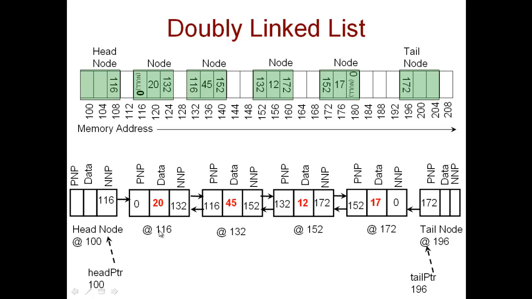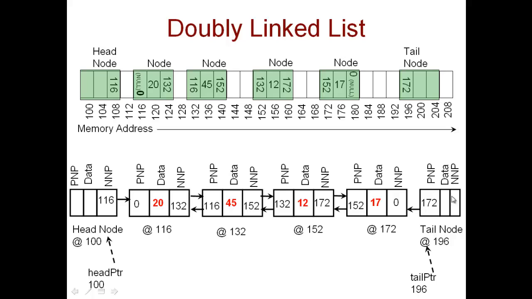Now to traverse in the reverse direction, we'll have, similar to the head node, a node called the tail node. The tail node's purpose is to store the address of what is called the last element in the list in the forward direction, which can also be considered as the first data node in the reverse direction. Okay, so the tail node is stored somewhere at address 196, and that is kept track of using a pointer called the tail pointer. So the tail pointer stores the address of the tail node, similar to how the head pointer stores the address of the head node.